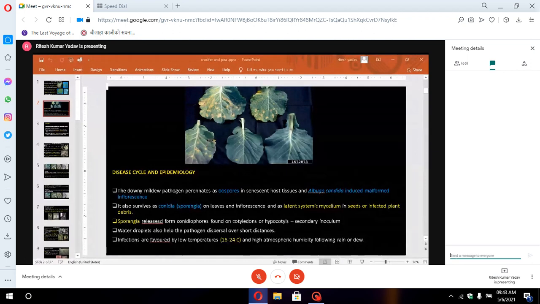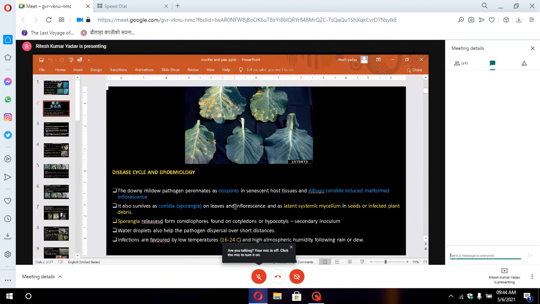It also may survive as sporangia or dormant mycelia, and they produce latent systemic mycelium. So sometimes on different plant parts, symptoms may not be exhibited, but since they are dormant systemic mycelium in infected plant debris, in the next season they get activated and they produce a profuse amount of sporangia. So in this case, they are also considered as conidia because they are capable of direct germination.